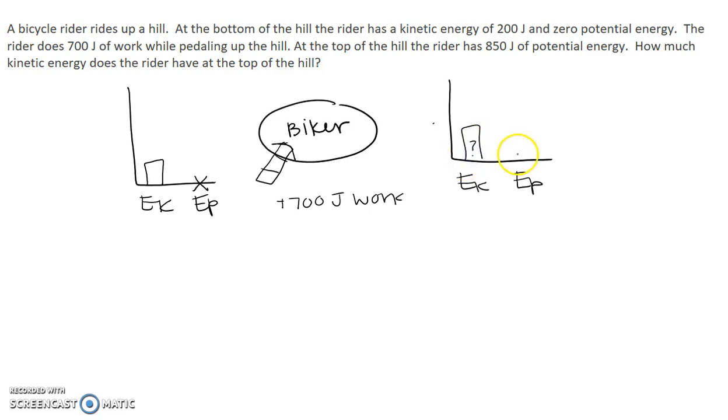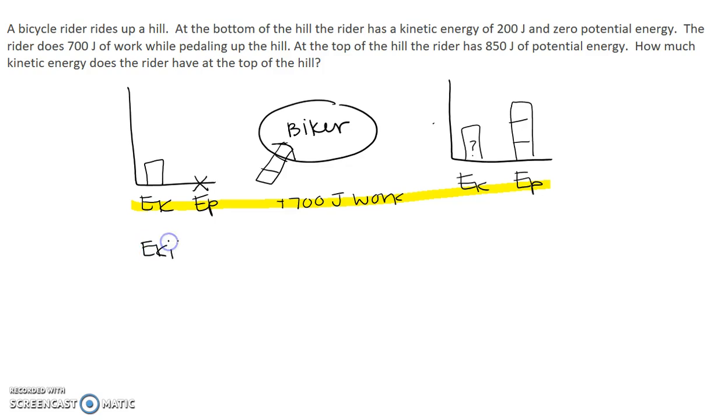But I also know that I have a lot more potential energy. I have 850 joules on the right-hand side, whereas before I had none. I know I have kinetic energy because he's still pedaling, he's still moving at the top. We're just wondering, how much kinetic does he have? Using this that we've put on the bottom, we're going to create an equation.